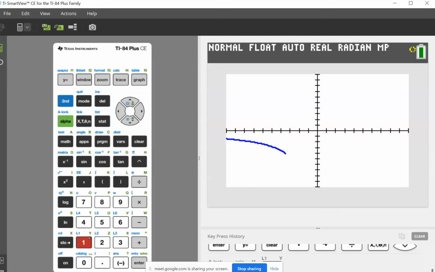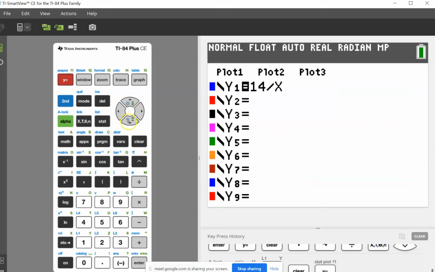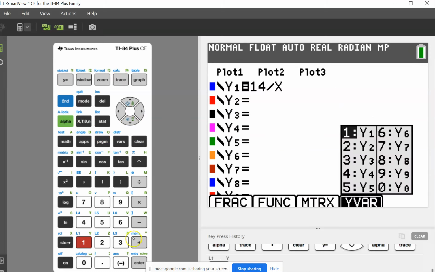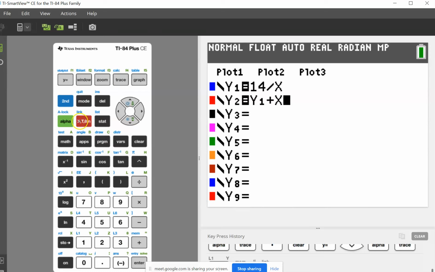Oh, wait a minute. How did that happen? I was trying to go to the, there we go. Okay, alpha trace 1 plus x. Okay, there we go.